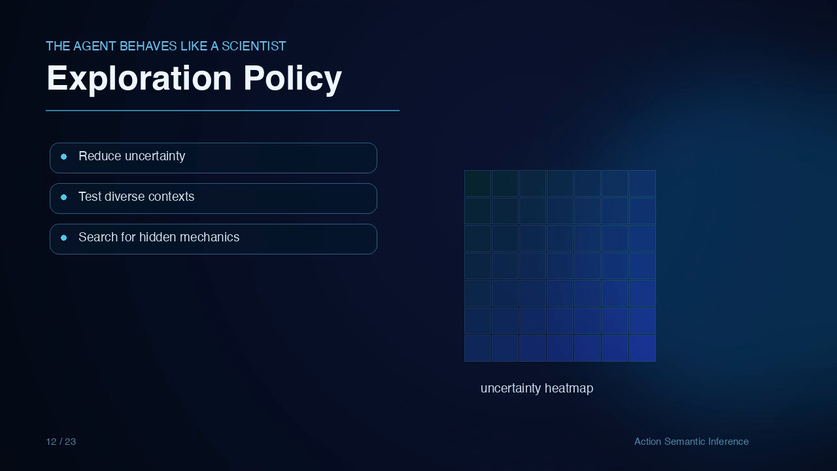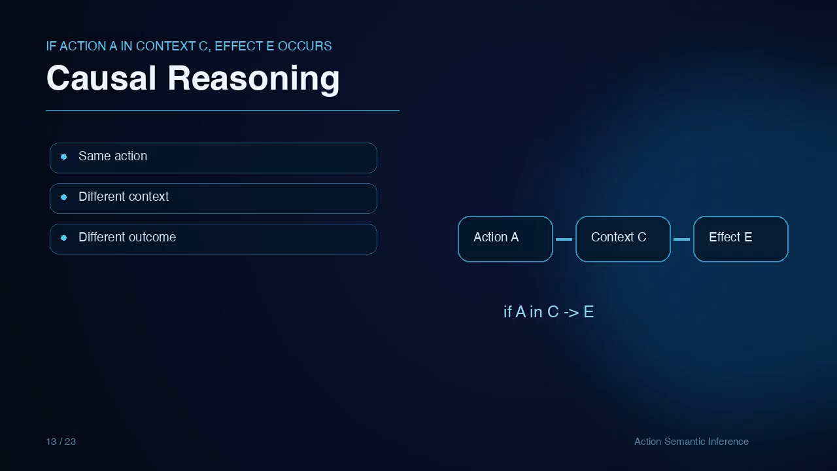Over time, actions can be represented in a latent semantic space. Actions with similar effects move closer together. Actions with conditional behavior form separate clusters. This geometry lets the system reason beyond the original labels and compare actions by what they do.